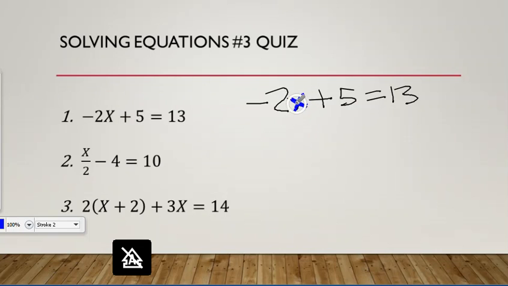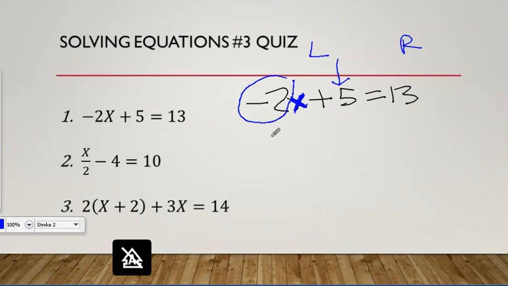It's important to identify where that x is. This is the right side of my equation. This is the left side. So the x right now is on the left side of the equation. And there's two things that have been done to the x. The x has been multiplied by negative 2, and then there also has been an addition of 5.